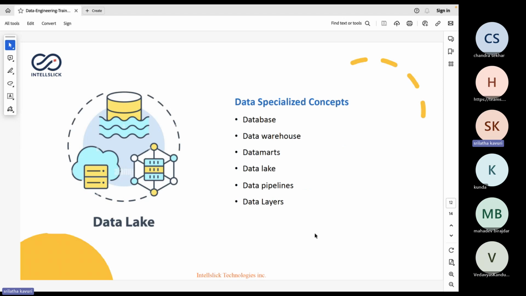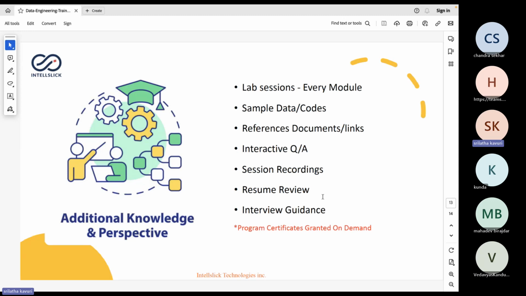And then we'll also discuss, as part of the program, the more data-specialized concepts, like what databases and data warehouses are, and how each of these is different. These data layers will give you a complete, end-to-end perspective of a project, how it would look, and the pipelines and every other thing.